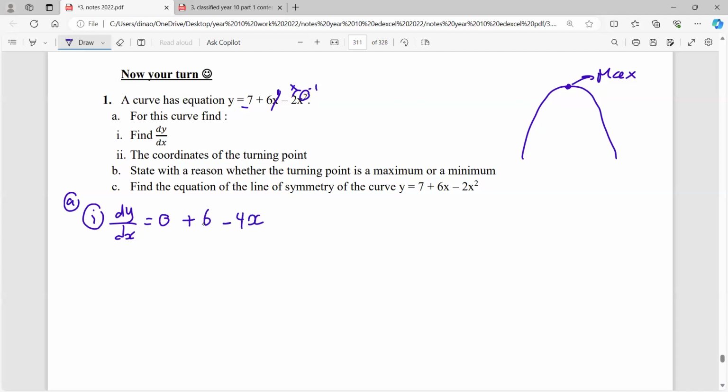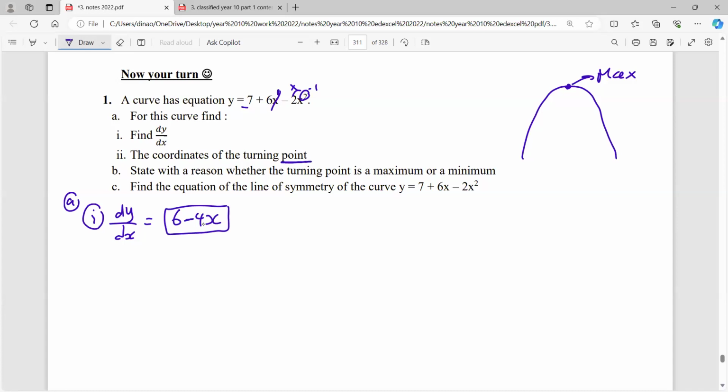x to the power of a 1. Of course we are not going to write the zero. So your differentiation is 6 minus 4x. That's your differentiation, 6 minus 4x. And now, as we said, what are we focused on? We are focused on questions related to turning point.